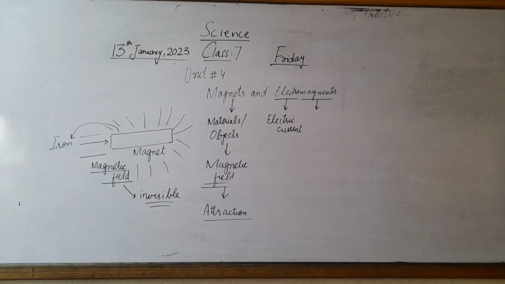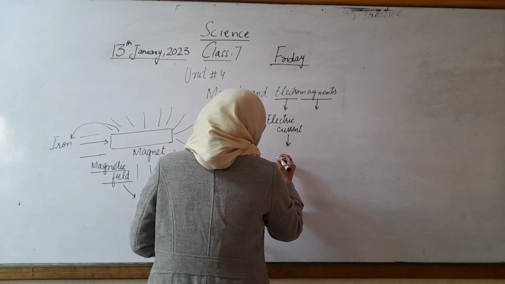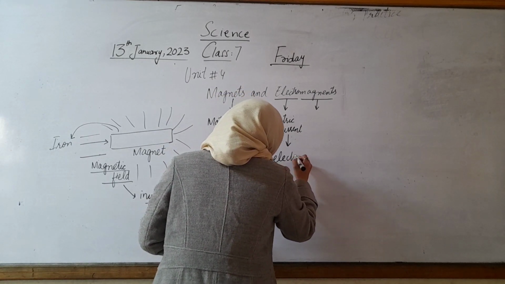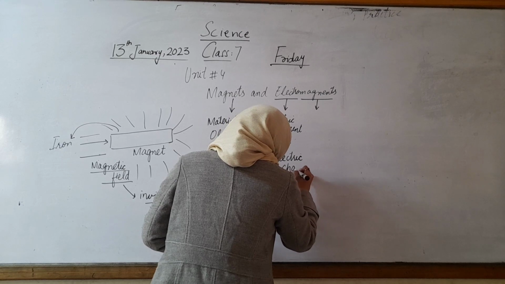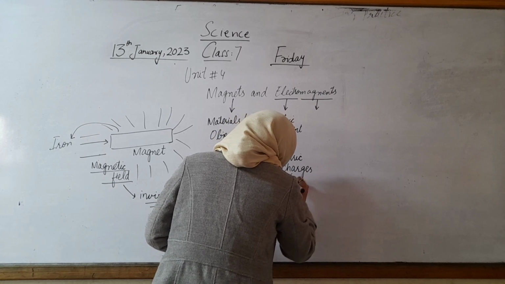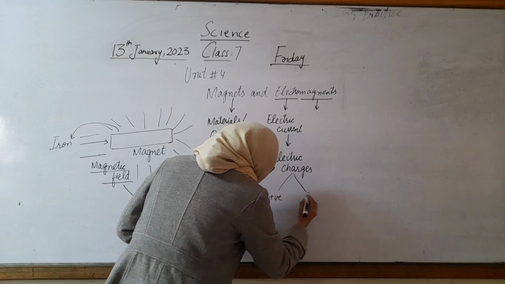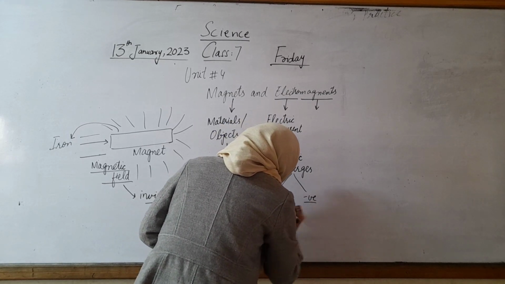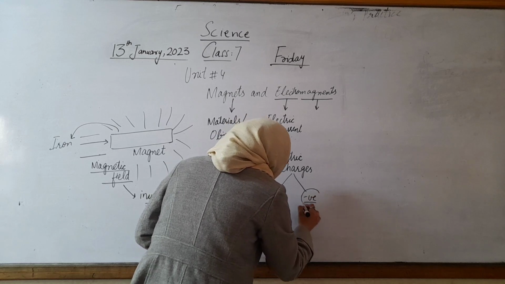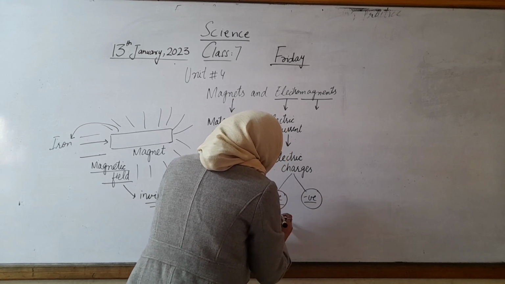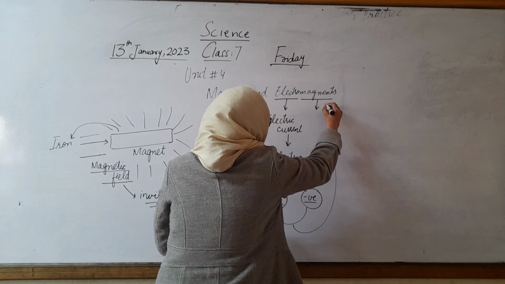When we place the magnet close to the iron, iron and magnet will be attracted towards each other. Similarly, in case of electromagnet, electric current has a role in its place, having the electric charges, and electric charges consist of two charges, positive charge and the negative charge. And you know that opposite charges attract each other, and this attraction shows the phenomena of magnet.